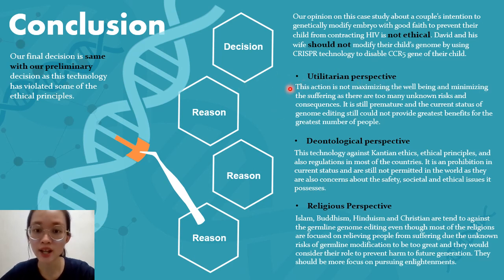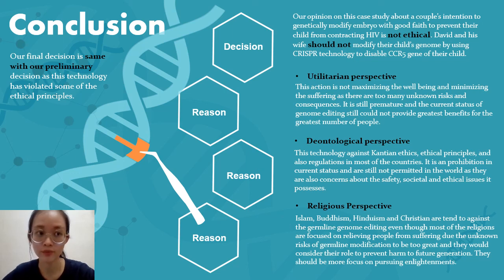We think that this action does not maximize well-being and minimize suffering, as there are too many unknown risks and consequences, and at the current status of genome editing, it still cannot provide the greatest benefit for the greatest number of people. From a deontology perspective, we think that this technology goes against Kantian ethics, ethical principles, and also regulations in most countries. And from a religious perspective, Islam, Buddhism, Hinduism, and Christianity tend to be against germline genome editing, even though they are focused on relieving people from suffering, because germline genome editing poses too many unknown risks and consequences to future generations.